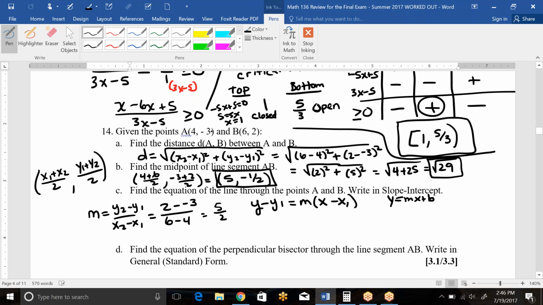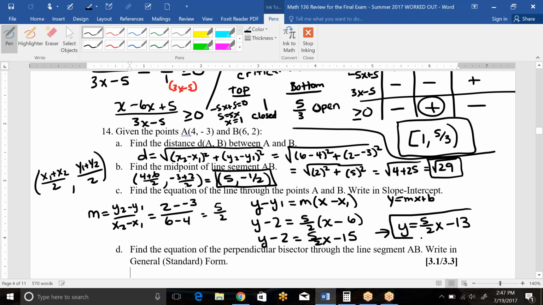So for us, we need to look at this and plug in what we know. We can pick any of the points that we have, A or B. So I'm going to pick B, and then we plug in our slope as well. So y minus 2 equals 5/2 (x minus 6). Since 2 divides evenly into 6, I'm just going to go ahead and distribute. So this would be 5/2 x. That's going to be negative 30 divided by 2, so that's negative 15. And then we'd want to add the 2 over to get this in slope-intercept, which gives me negative 13. So there's the slope-intercept form.